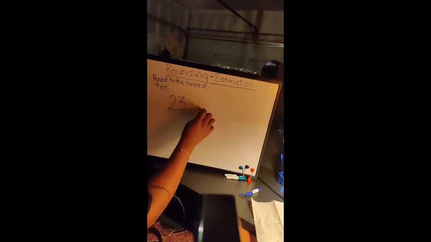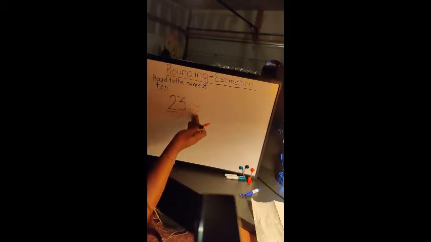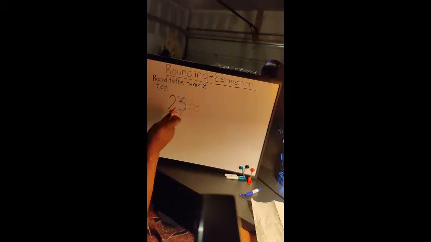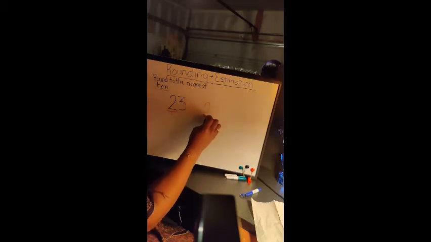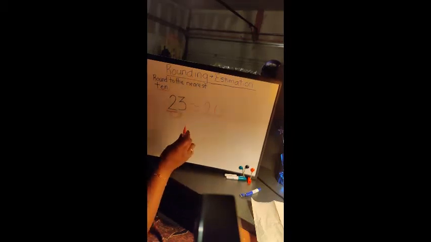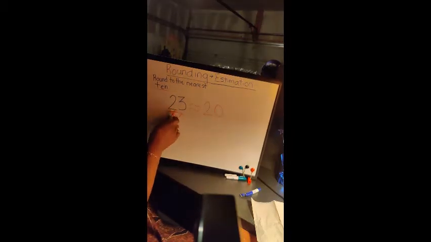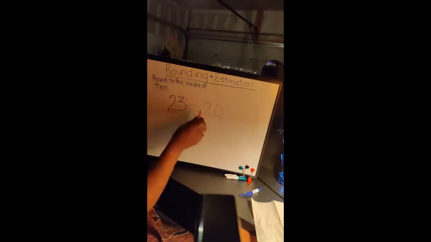So this symbol that I'm drawing here is going to represent an estimation, and it's not equal to, it's an estimate. 23 is closest to about 20. So when we're rounding to the nearest 10, this digit helped us to make this digit rest or soar. Since it's 4 or less, we're going to make this digit rest, and everything after that digit that we rounded goes to 0.